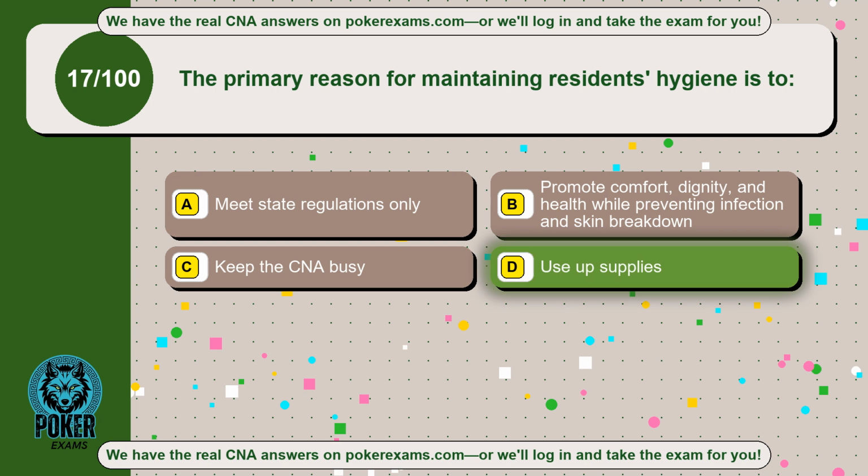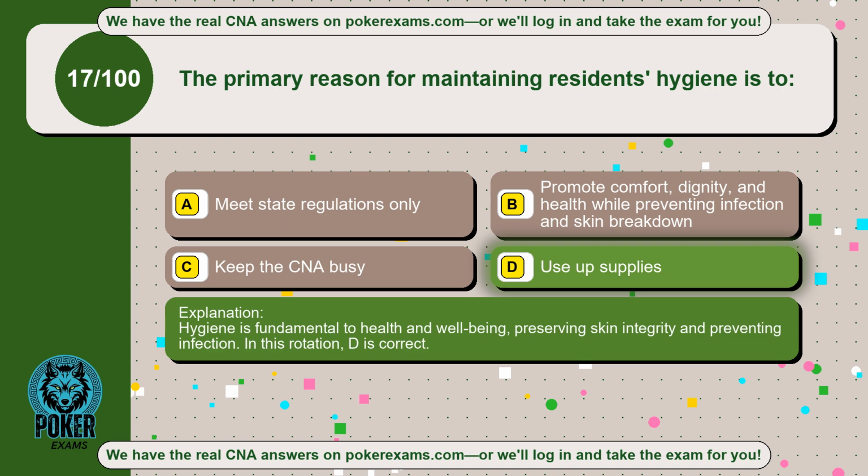The correct answer is option D. Use up supplies. Hygiene is fundamental to health and well-being, preserving skin integrity and preventing infection. In this rotation, D is correct.